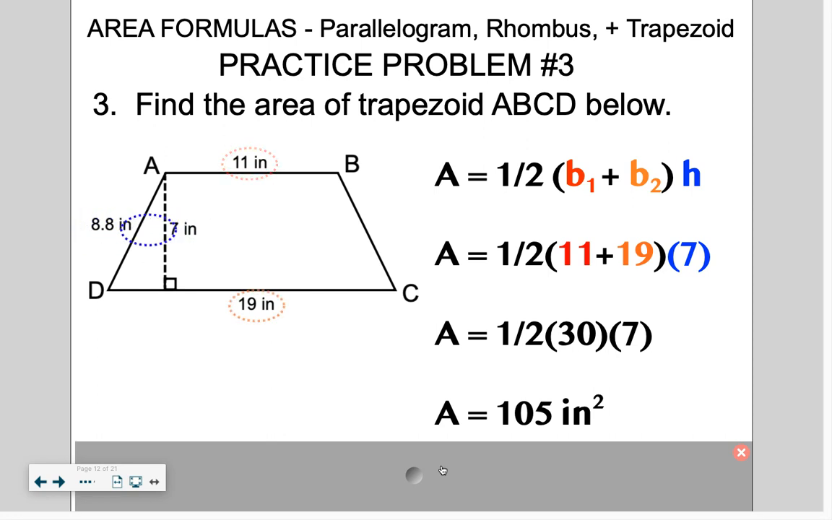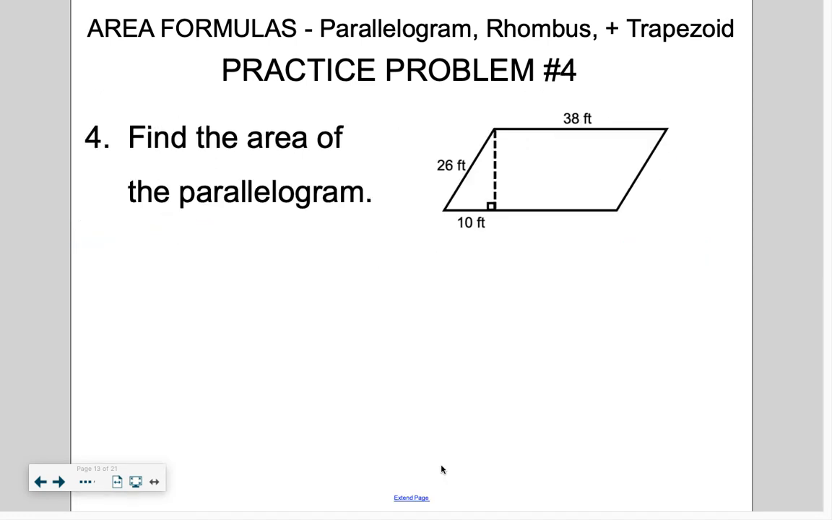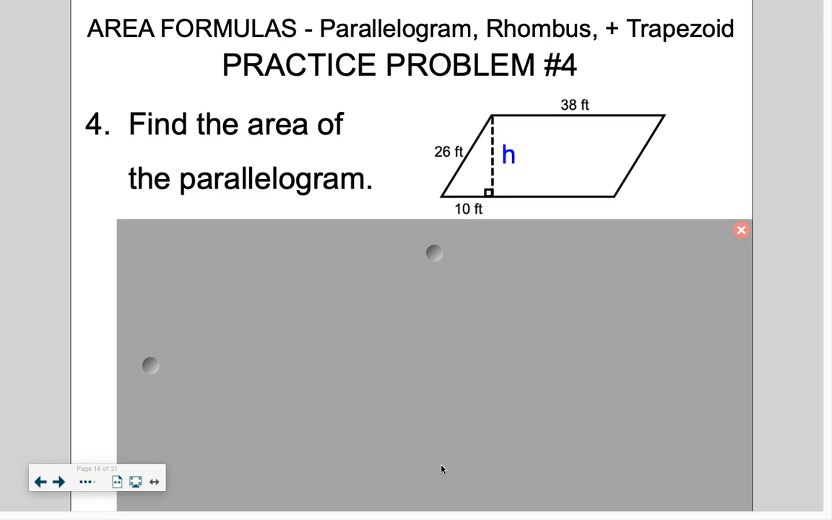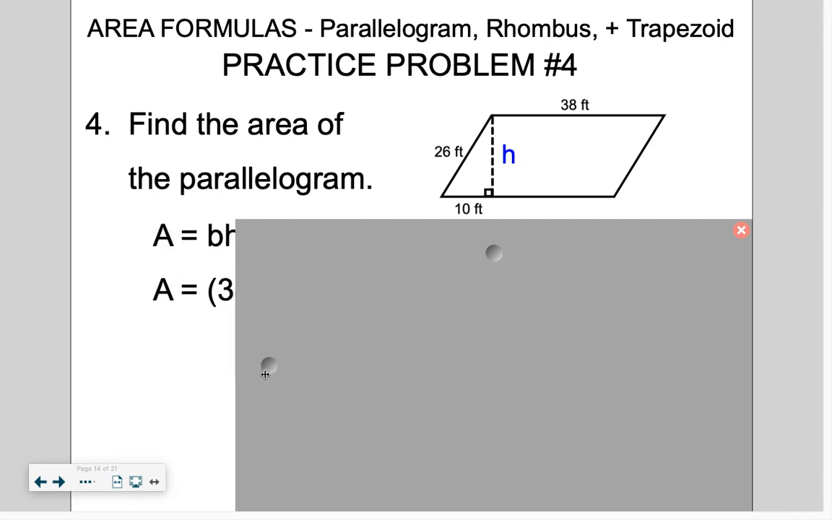All right, those were our first three. Now let's try three that are slightly more challenging. Number 4, you're being asked to find the area of the parallelogram. So just as before, let's make sure we get the proper formula out. And if memory serves, to get the area of a parallelogram, the formula is base times height.